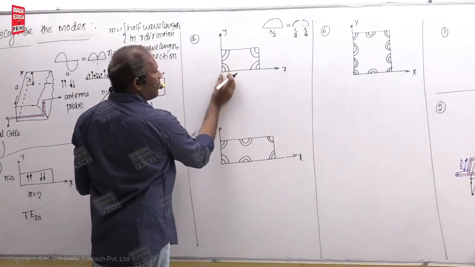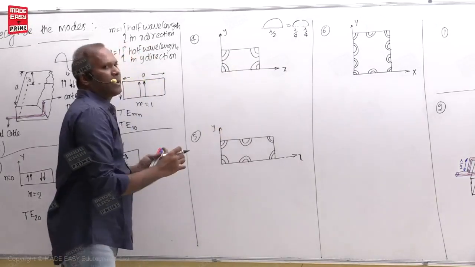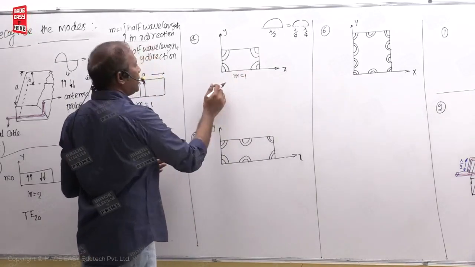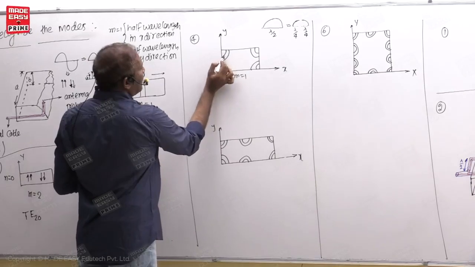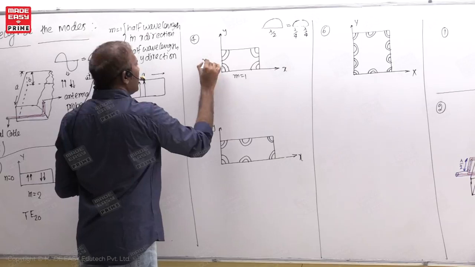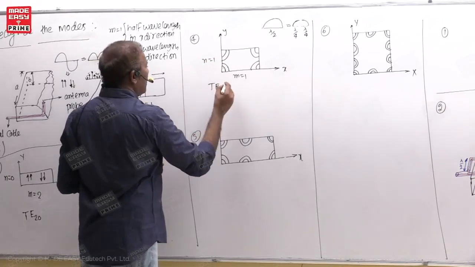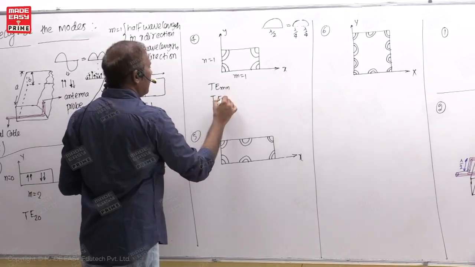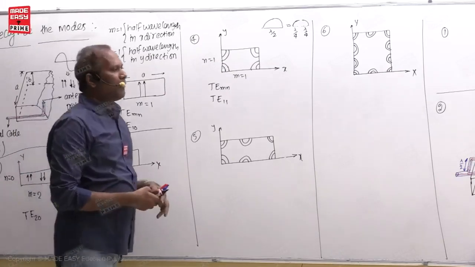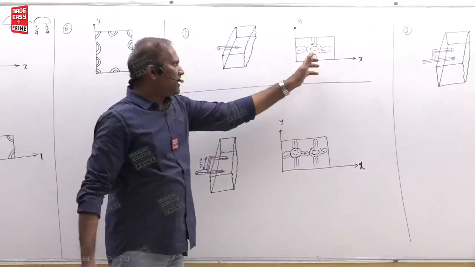This is actually lambda by 4, one line if you take like this. This is also lambda by 4. Lambda by 4 plus lambda by 4 becomes lambda by 2. So that is M is equal to 1 half wavelength. Similarly, this line is also lambda by 4, total lambda by 2. So N is equal to 1 half wavelength. So this is the TE-MN mode and the TE-11 mode. So you can easily recognize, for TM modes, fields will be circles like this. That is easy to recognize.